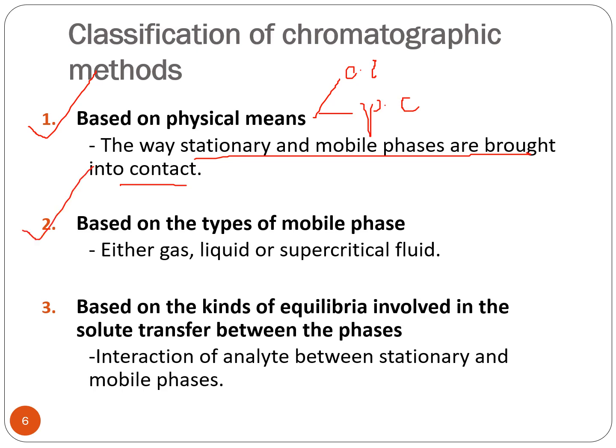Okay, the second one is based on the type of mobile phase, in which we have the gas mobile phase, liquid mobile phase, and also the supercritical fluid. Okay, supercritical fluid ni adalah substance at temperature and pressure above its critical point. And this supercritical fluid will behave like the properties between gas and also liquid. Okay, the third one is based on the kind of equilibrium involved in the solute transfer between the phases. Secara mudahnya, it is the interaction of analyte, kita punya sample, between stationary and mobile phase.